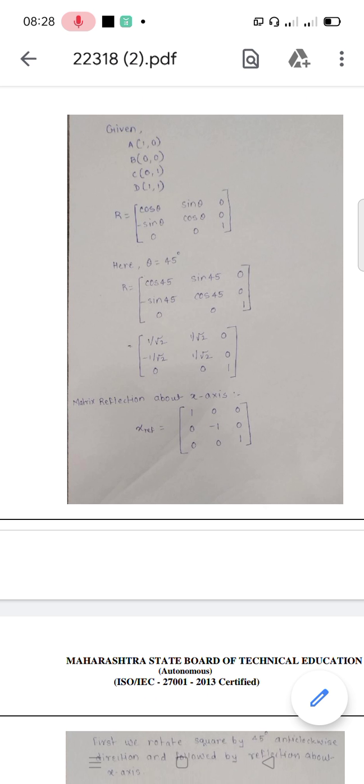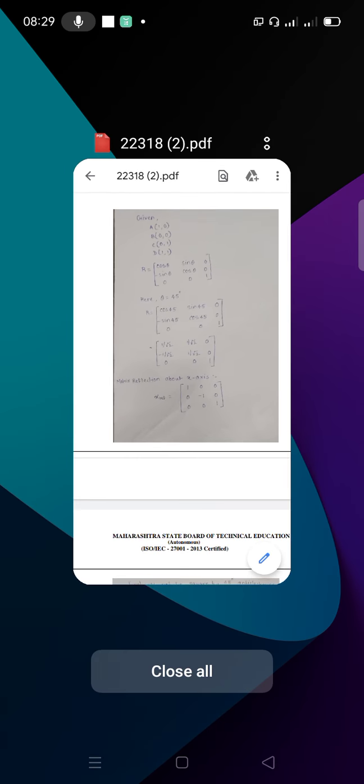Now the second operation in this particular question is reflection about x-axis. When we try to perform a reflection about x-axis, we write a reflection matrix. In the previous recorded sessions which I have shared on your WhatsApp group, I have shared about the reflection matrix also. If you haven't gone through these sessions, you can go through them. For the sake of understanding, I will try to explain this reflection here.